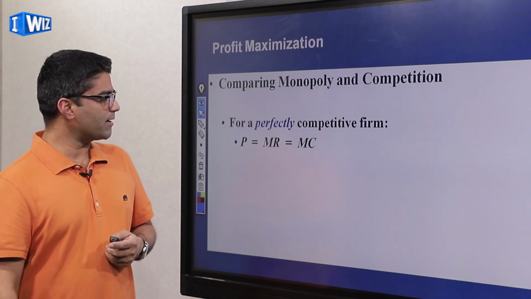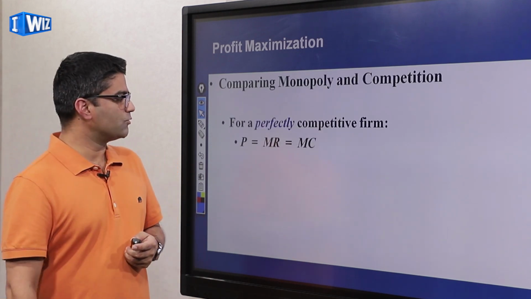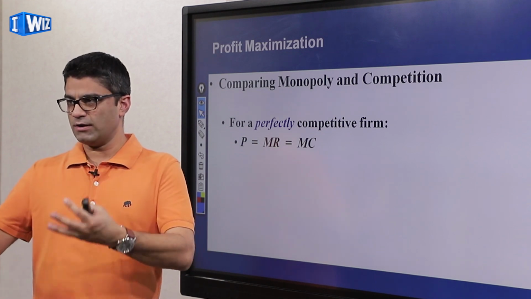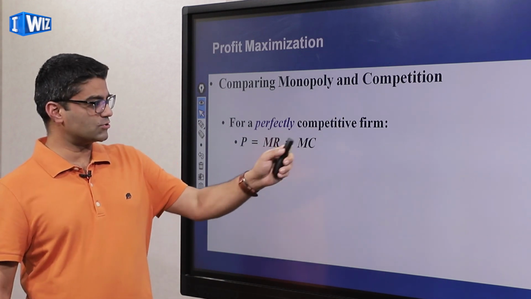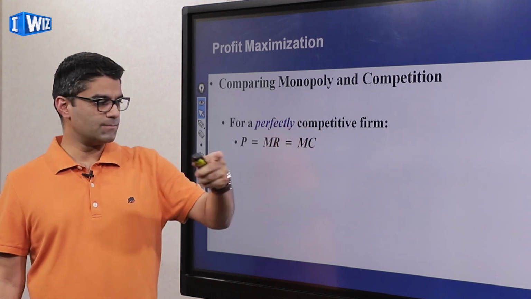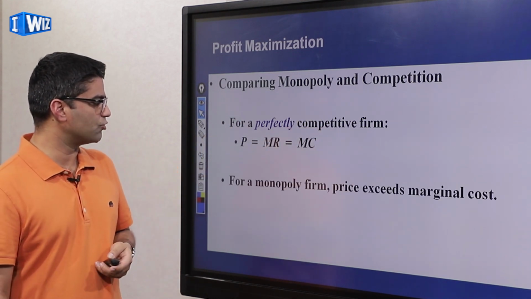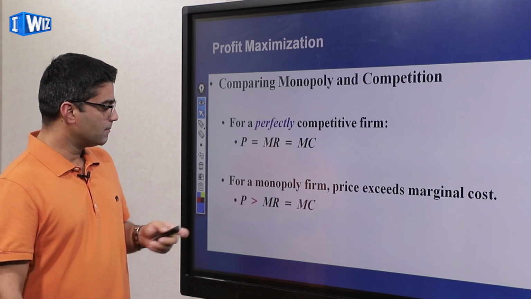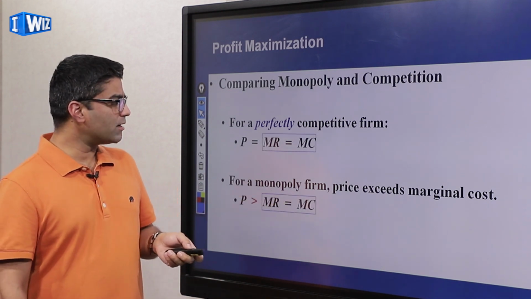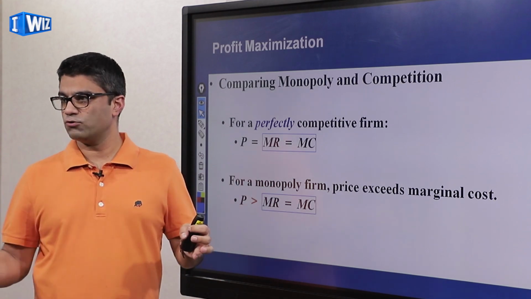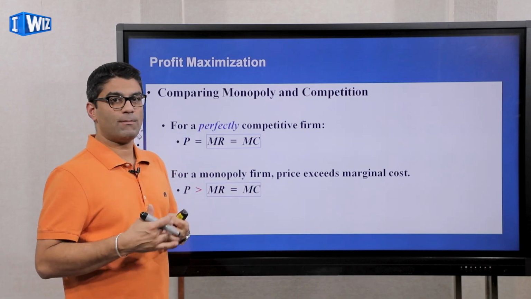All right, so for a perfectly competitive firm, we know that price equals MR equals MC. In the optimal outcome in the long run, that's always going to be true. In fact, in the long run, that's also going to equal ATC. But regardless of long run or short run, that's going to be true. For a monopolist, price is going to be more than MR and MC. So MR equaling MC is always going to be true because that tells us how much to produce.